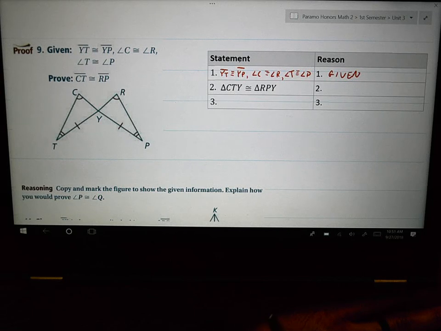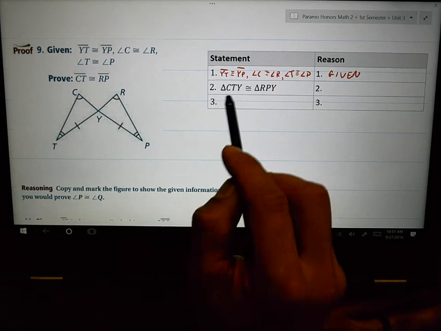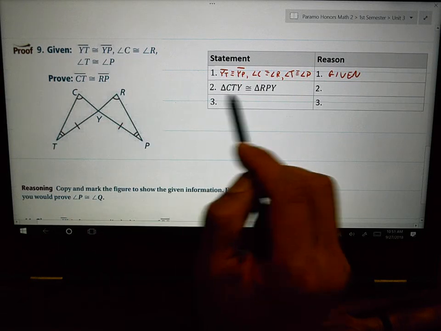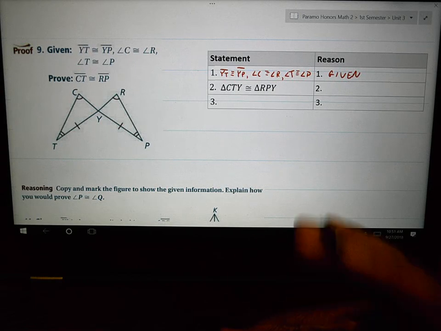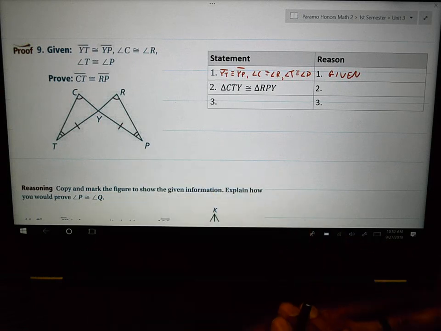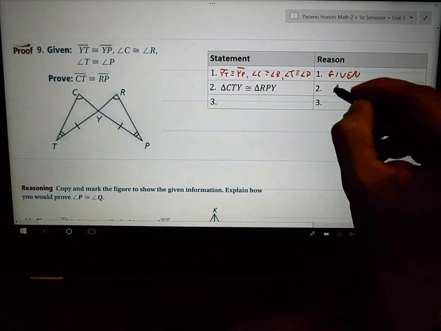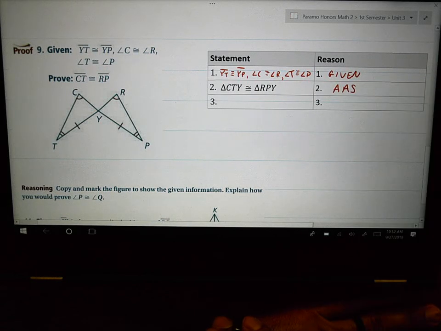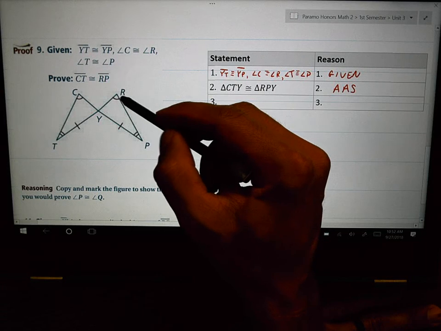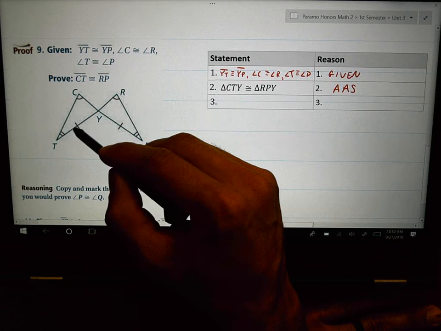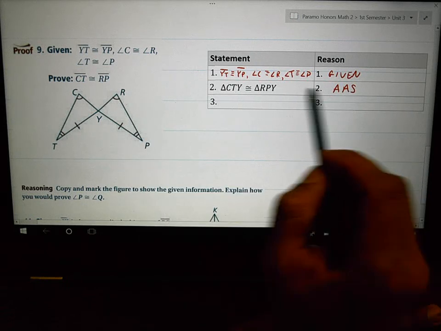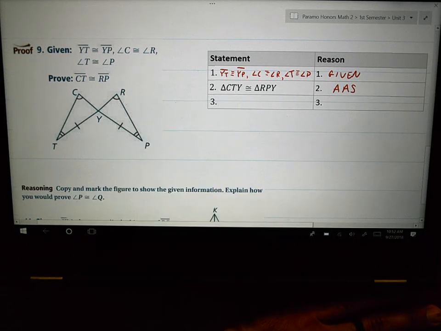Then the very second thing that it has, it says triangle CTY is congruent to triangle RPY, and it's asking for a reason. Why do we know that those 2 things are congruent to each other? If you know, say the letters out loud. I heard most of you say AAS. You have an angle next to another angle and the non-included side. That's how you can prove that these 2 triangles are congruent to each other.